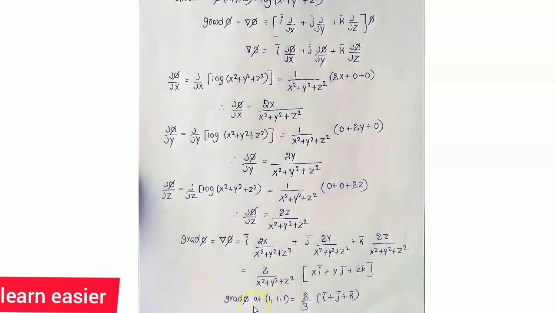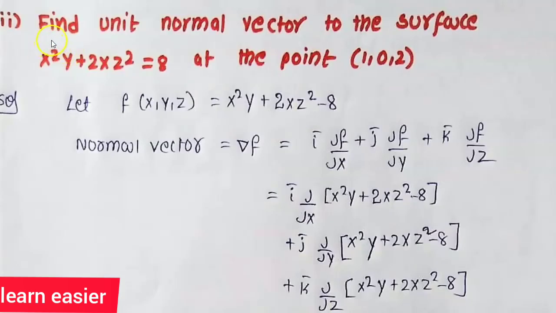So finally we get grad phi at (1, 1, 1) is 2/3 into i bar plus j bar plus k bar. Next, the second problem is: find the unit normal vector to the surface x squared y plus 2xz squared equals 8 at the point (1, 0, 2). So we have to find the unit normal vector for this function at the point (1, 0, 2).